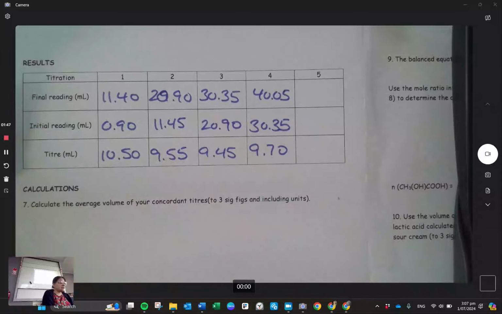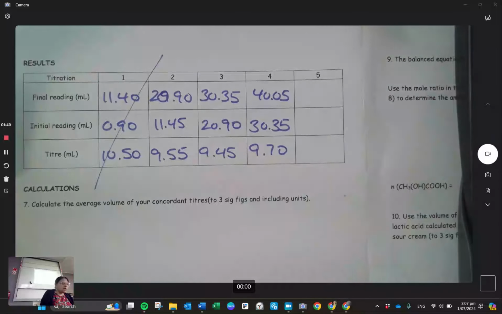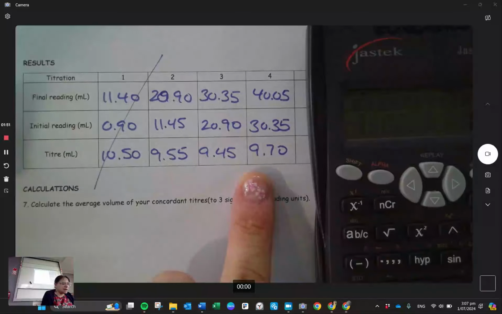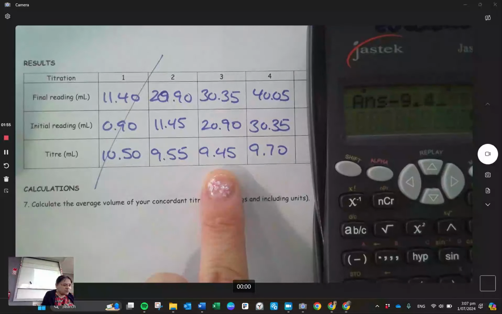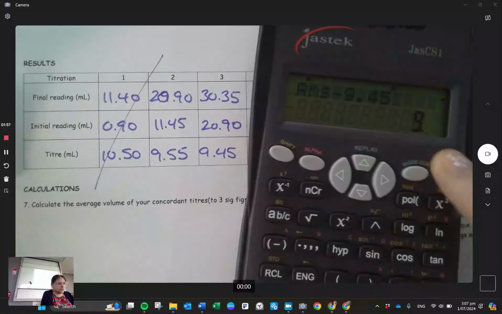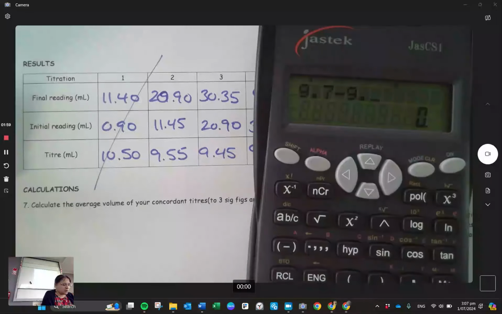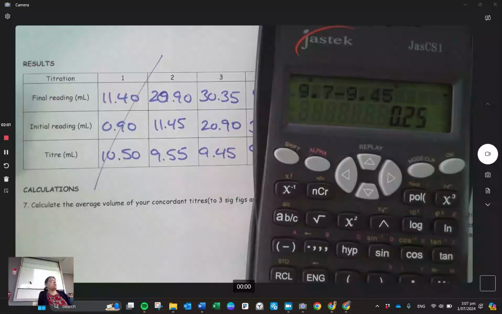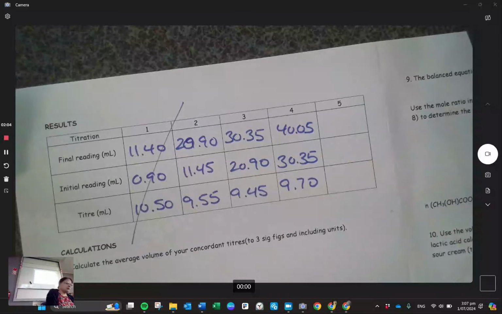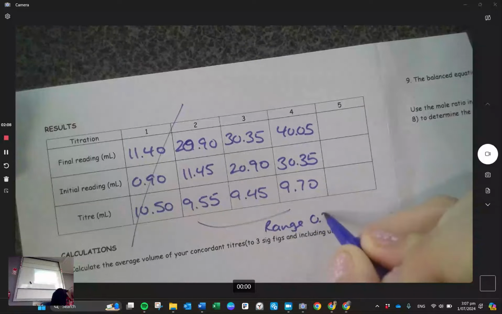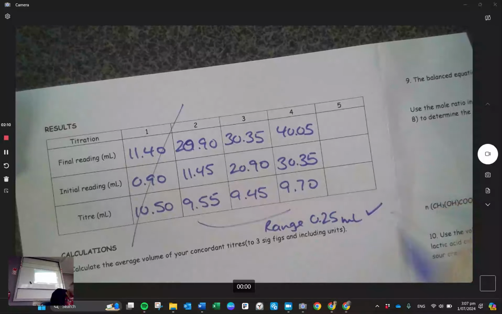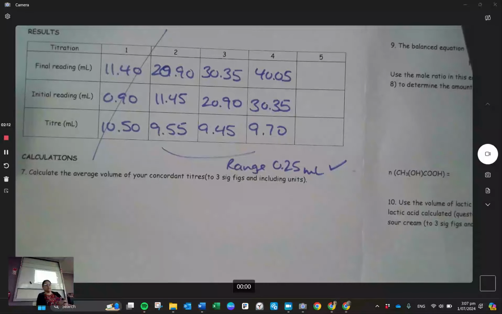So if I exclude this data set, then my highest value is now 9.7, and my lowest value is 9.45. So if I do 9.7 minus 9.45, enter, my range is 0.25. So when I check the range of that, it's 0.25 milliliters. So I'm happy with that. I should go ahead and use those numbers. So double check your numbers. That's the first thing you want to do.